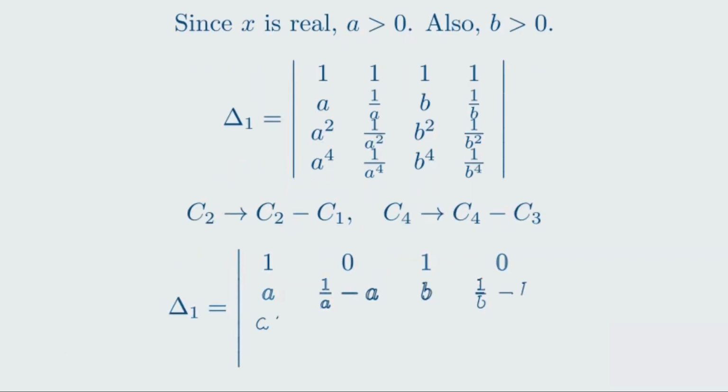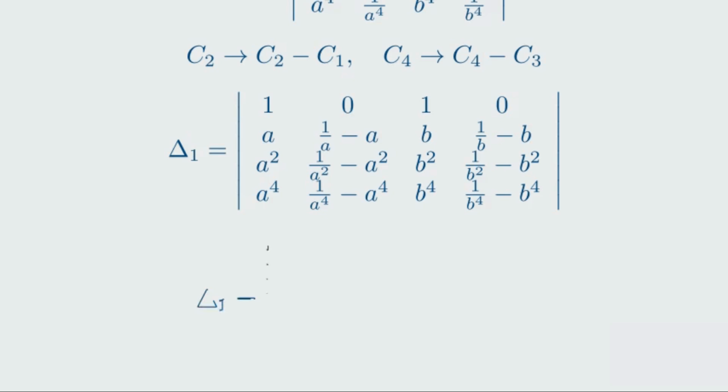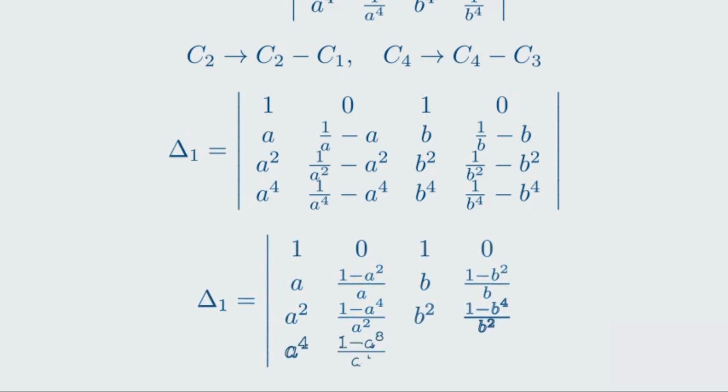The first and third rows have become much simpler, which is exactly what we want. Now that we have zeros in the first and third columns, we can expand our determinant. Expanding along the first row is a good strategy.